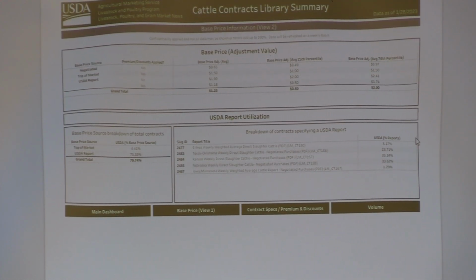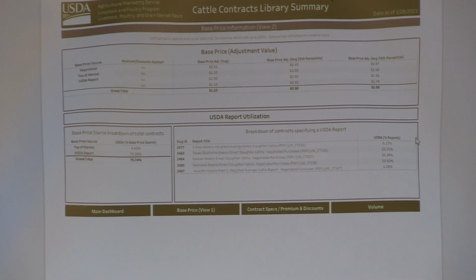And we're talking a lot about USDA reports today because it really is the primary source by far of the base price values in cattle marketing. And this section here highlights that. I keep talking about the Kansas weekly average because 35% of the contracts use that for a base price value.